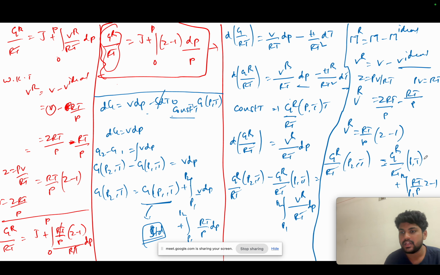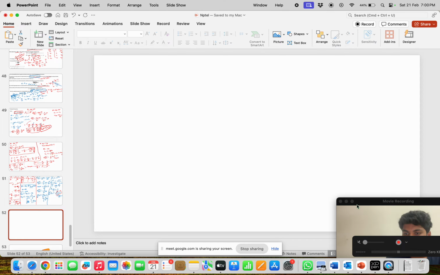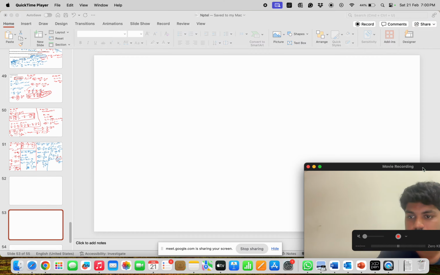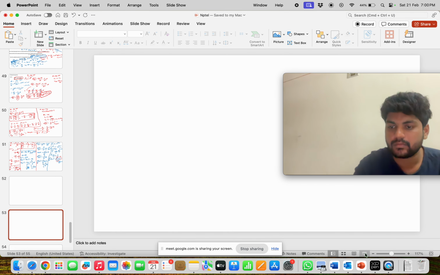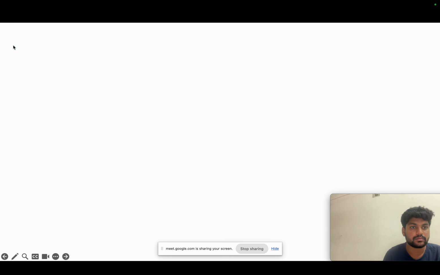As initially we discussed, this is the standard, and we coined that standard term as J. So now the whole equation will go, one second, I need to take a new slide. There is a slide issue, an internet issue. So now we have the equation: GR by RT at P2 comma T equals J plus the integration from 0 to P of Z minus 1 dP by P, because we kept J as the initial zeroth condition.